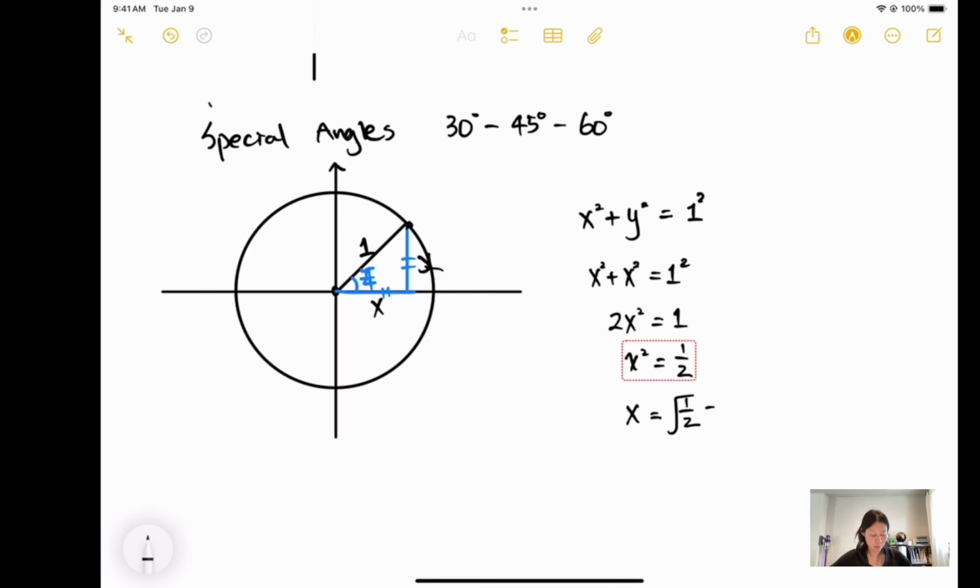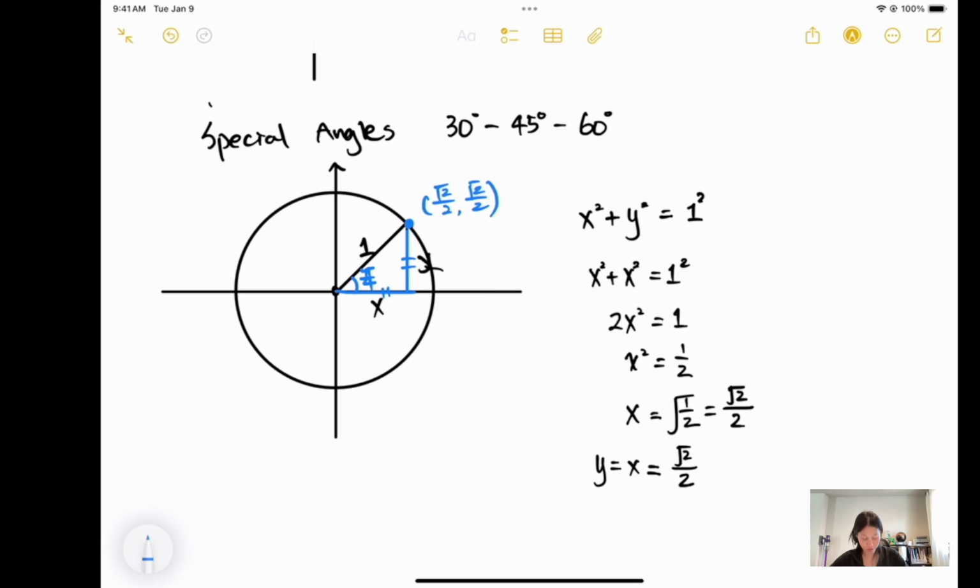Simplify it means I don't want to see the radical in the denominator. So that means after we simplify, I have square root of 2 over 2. So this is our x, and the y is equal to x. So that means y is also equal to square root of 2 over 2. So we found our x and y are square root of 2 over 2, square root of 2 over 2.